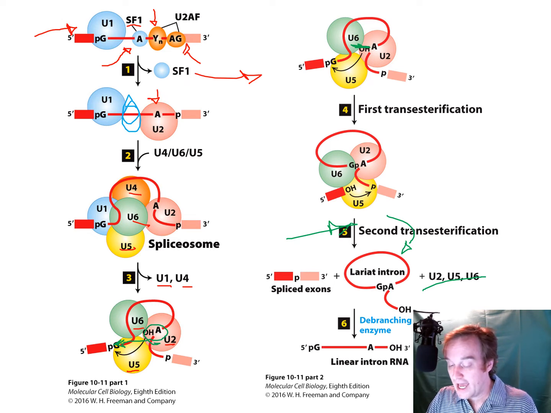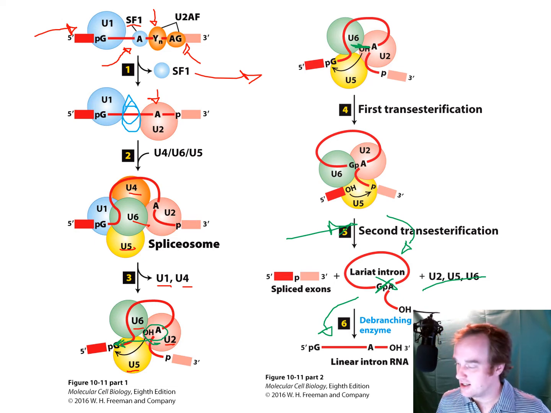So our splicing's complete, but we still have some things remaining, right? We have this cowboy's lariat that's just floating around in the nucleus at this point. So what happens to that? A debranching enzyme comes in and breaks this apart, so it linearizes that RNA again. And then once that RNA is linearized, it can be degraded and broken down back into the original nucleic acids and then recycled for further RNA production.